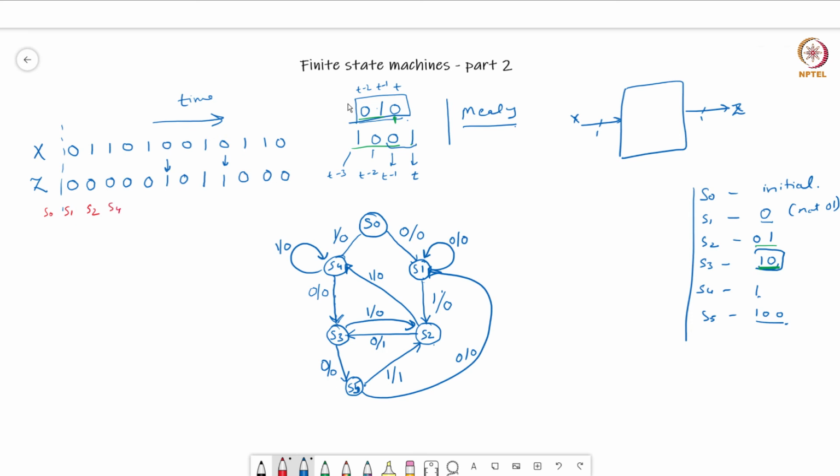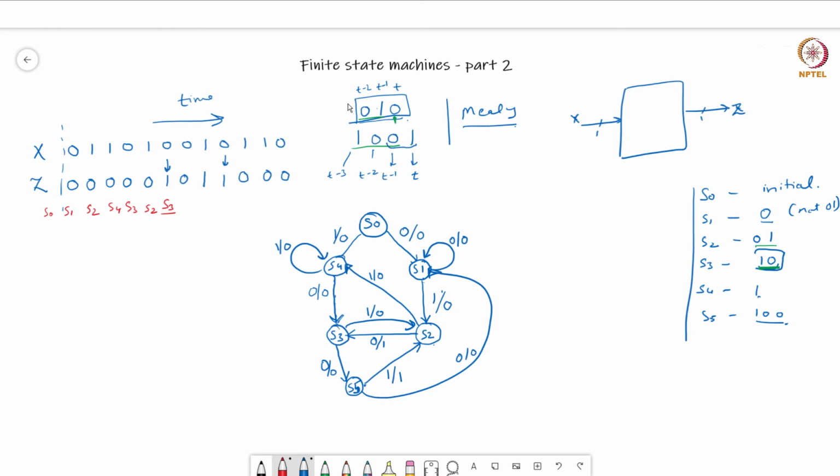After S4 state, the input is 0. Because input is 0, we will go to S3 state. And after S3 state, the input is 1. So from S3 my input is 1, so we are in S2 state. And then the input is 0. So from S2 state my input is 0, so we are in the S3 state, which is correct. So the output is 1.